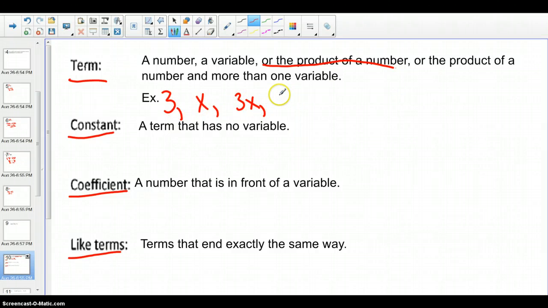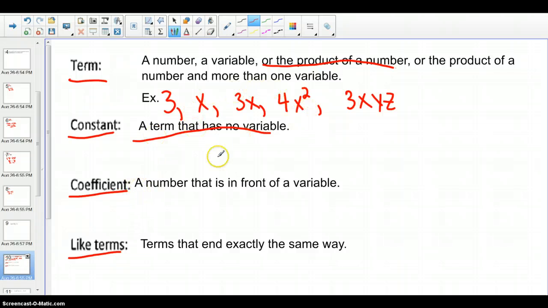Or we can have a number followed by a term taken to a power. That's a specific type of term. Or we could have a number followed by a variable, followed by another variable, followed by another variable. These are all specific types of terms. Now, when it's just a number, it's called a constant. It's a term that has no variable. So for example, 3 is considered to be a constant term.